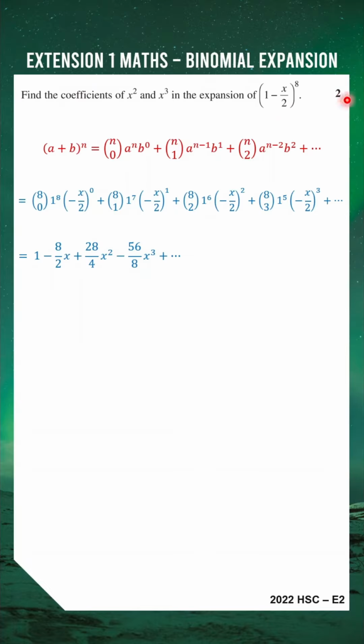So my two answers for 2 marks are looking like this. We have our coefficients are 7 and negative 7, and that's full marks.